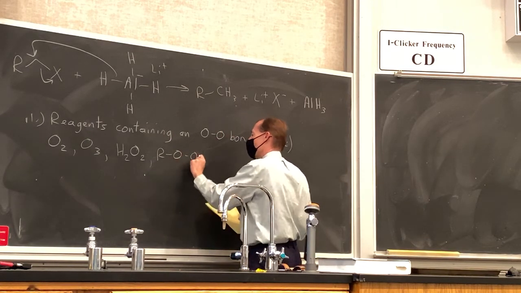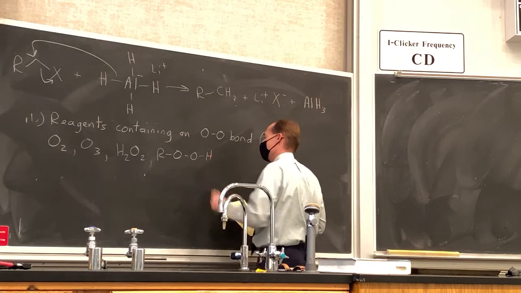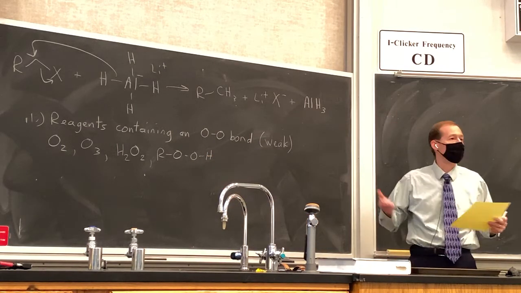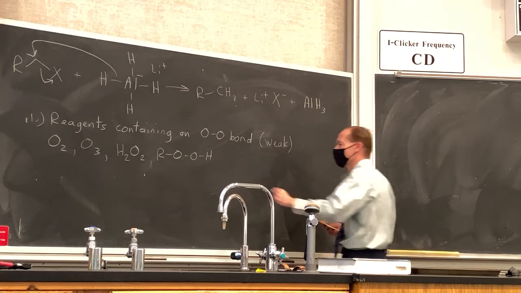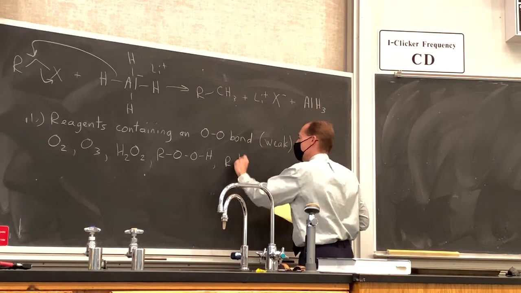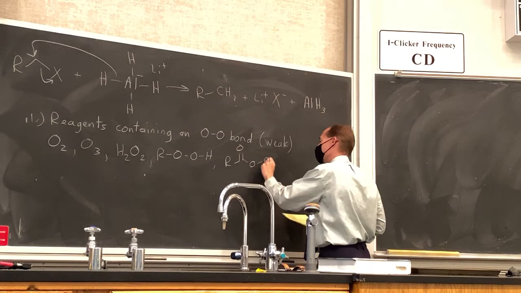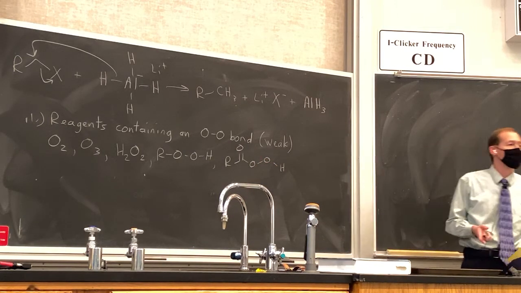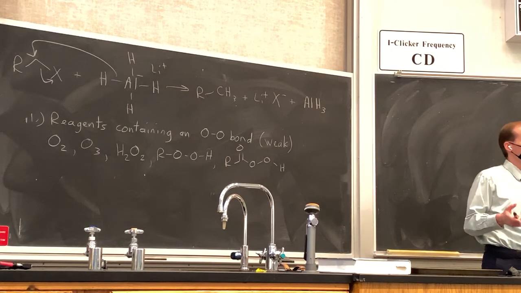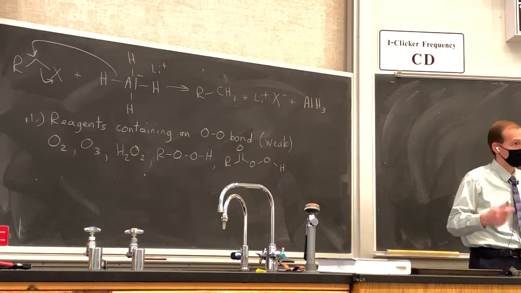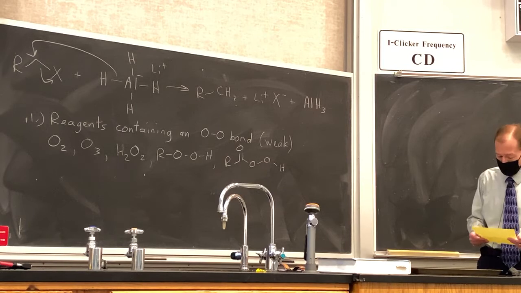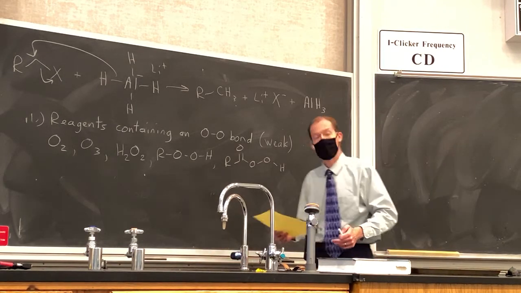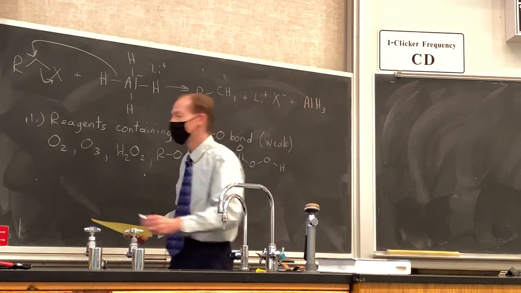If we replace one of the hydrogens of hydrogen peroxide with an alkyl group, we get an alkyl peroxide. And then we can also have a peroxy acid. A peroxy acid is simply a carboxylic acid with an extra oxygen atom. Okay, so these are some of our oxidants that contain oxygen-oxygen bonds.